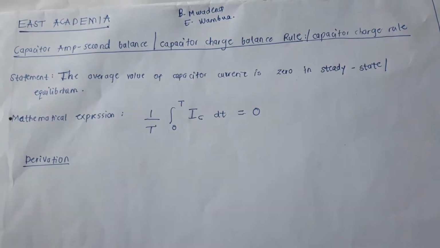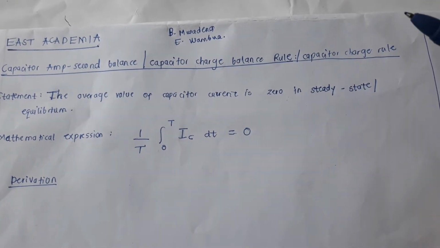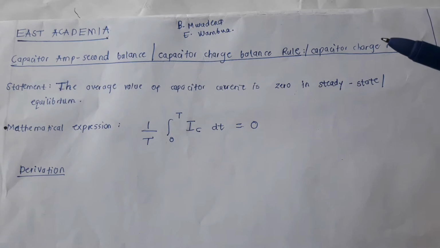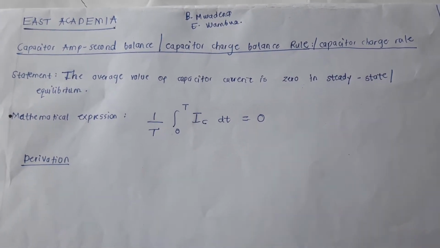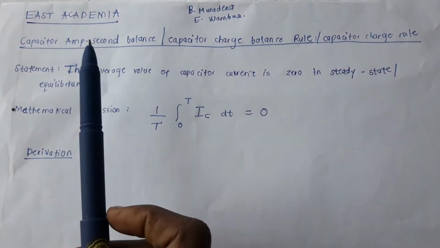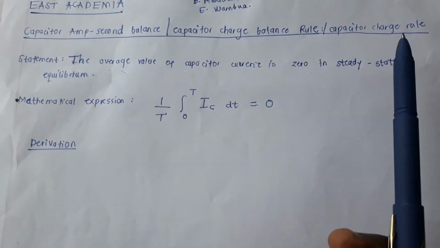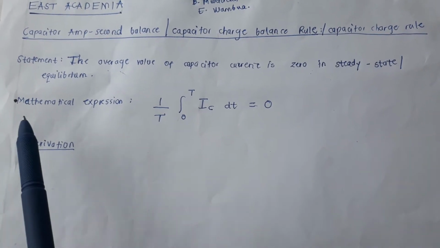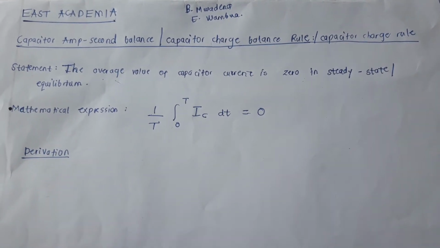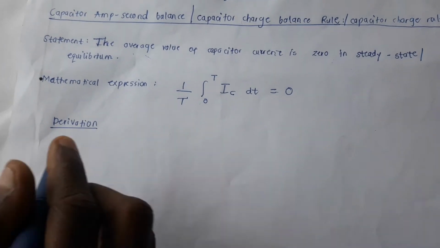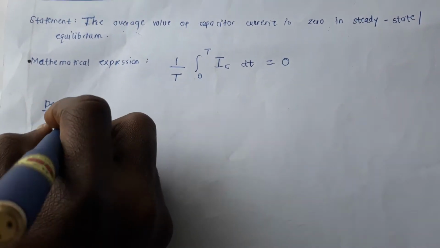So today in this video, we're going to talk about the capacitor amp-second balance, which is known as the capacitor charge balance rule. Other people just call it the capacitor charge rule, or simply the charge rule. The statement is defined as: the average value of the capacitor current is 0 in steady state or equilibrium. So the mathematical expression is given as follows. Now, we can derive this charge rule in the following way.